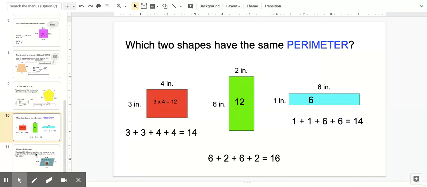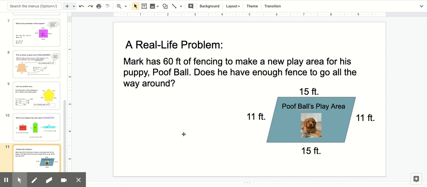Okay, last one, real life problem. Mark has 60 feet of fencing to make a new play area for his puppy Poof Ball. Does he have enough fence to go all the way around? So we're going to have to add up the perimeter of Poof Ball's play area and then ask ourselves, if Mark has 60 feet, does he have enough? So I want you to pause this, figure out the perimeter of Poof Ball's play area, and be ready to answer that question of, does Mark have enough fencing?